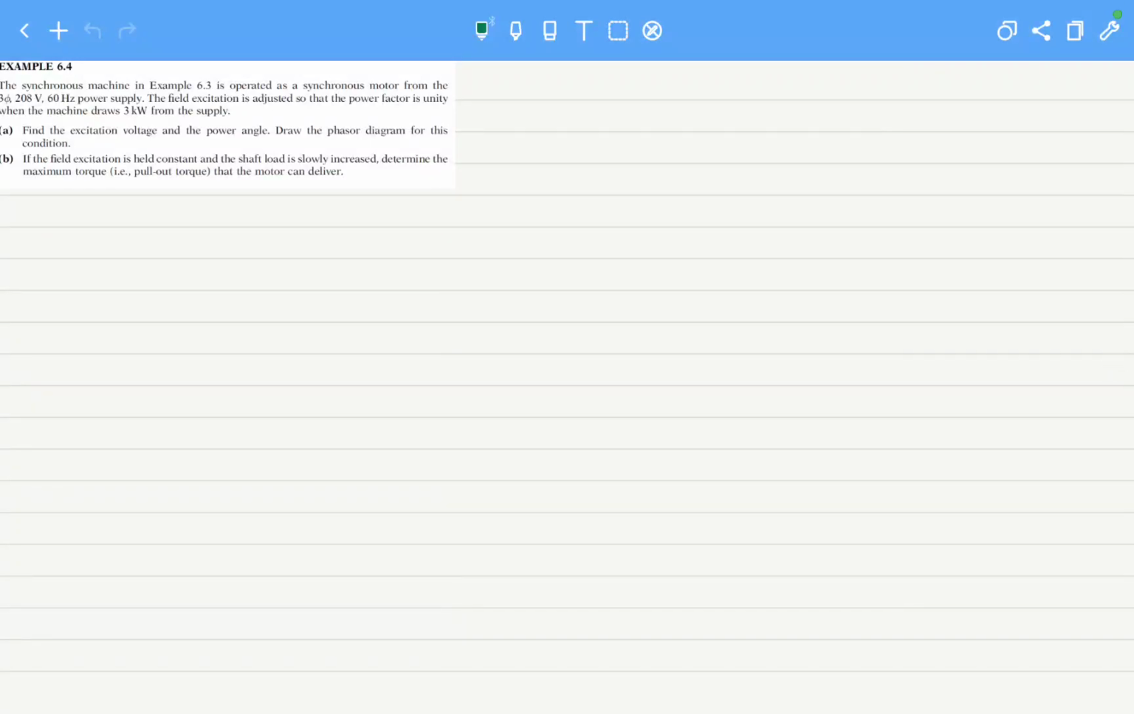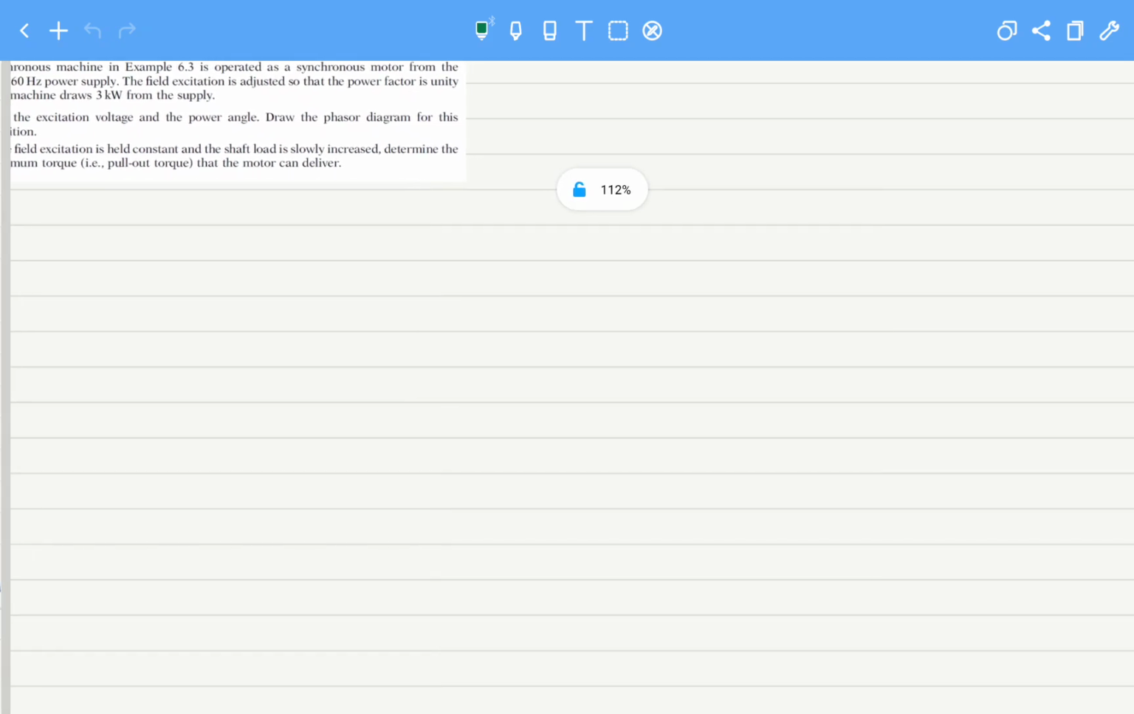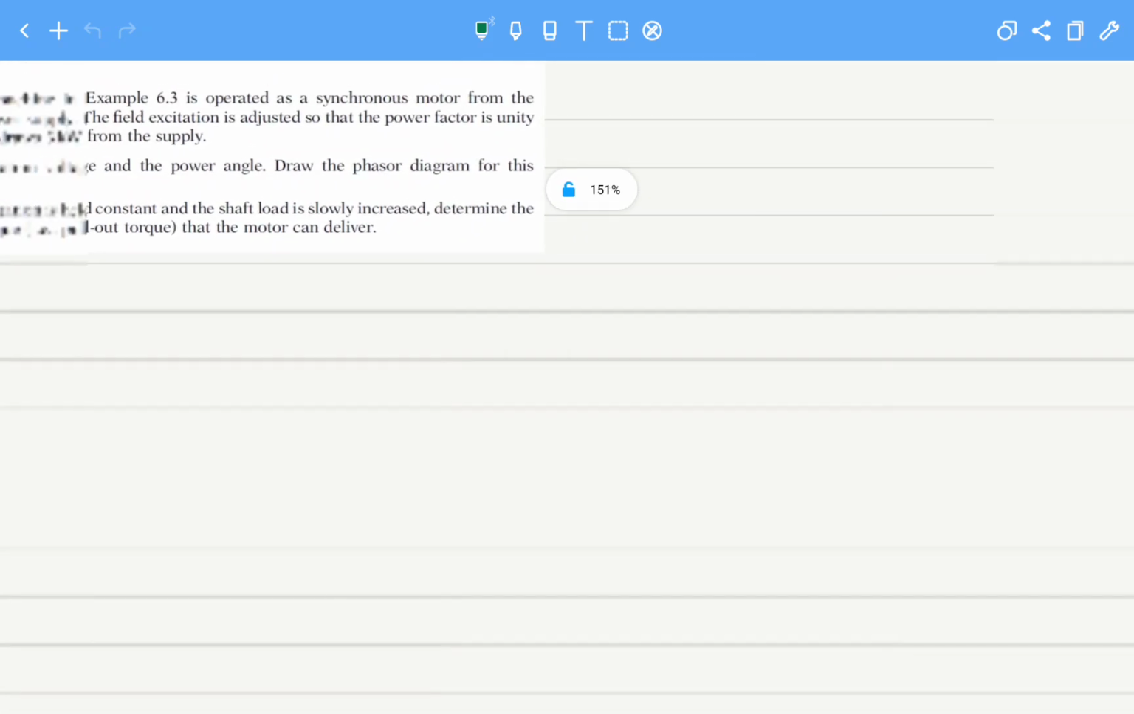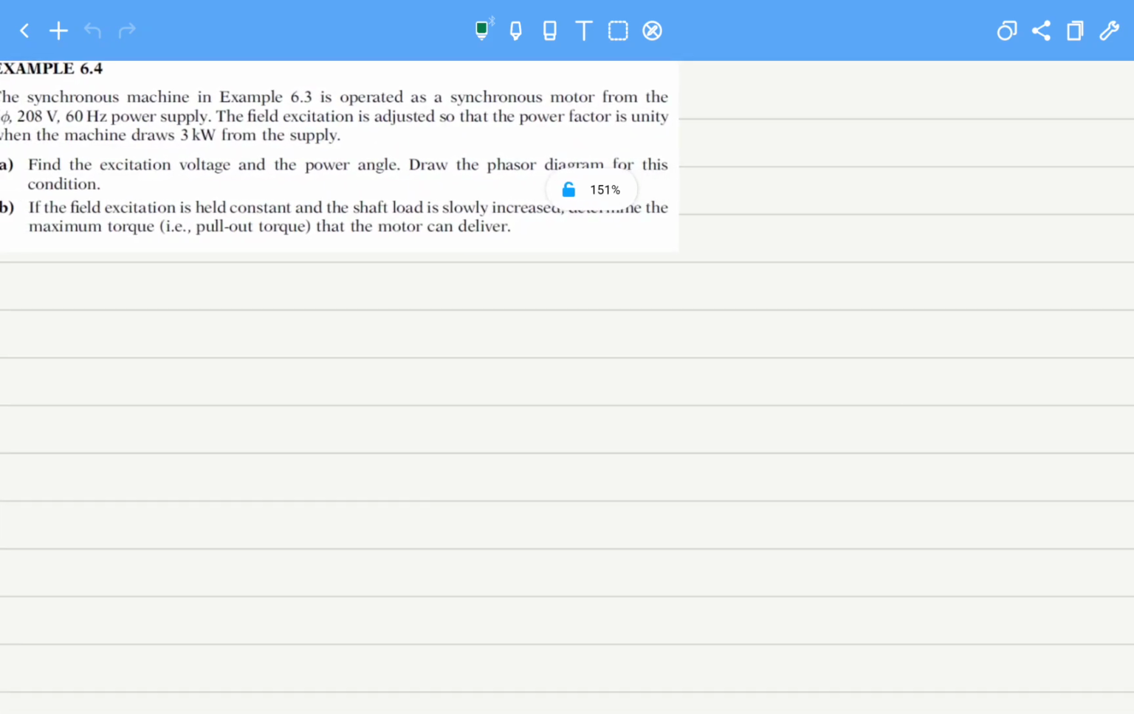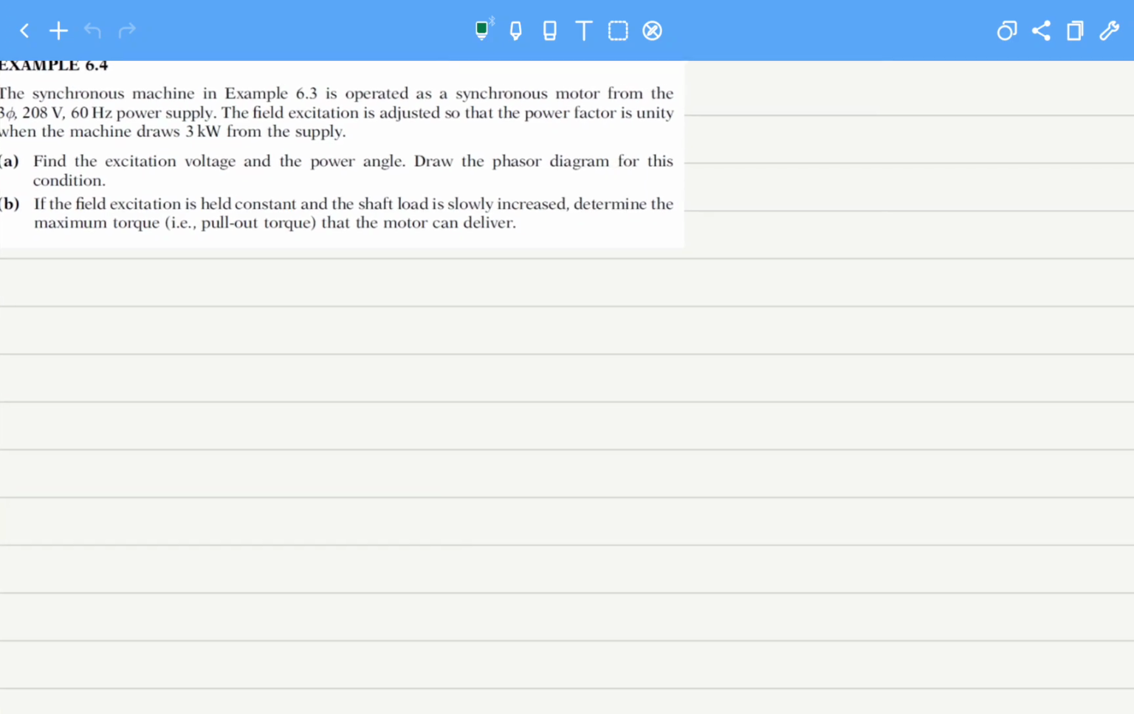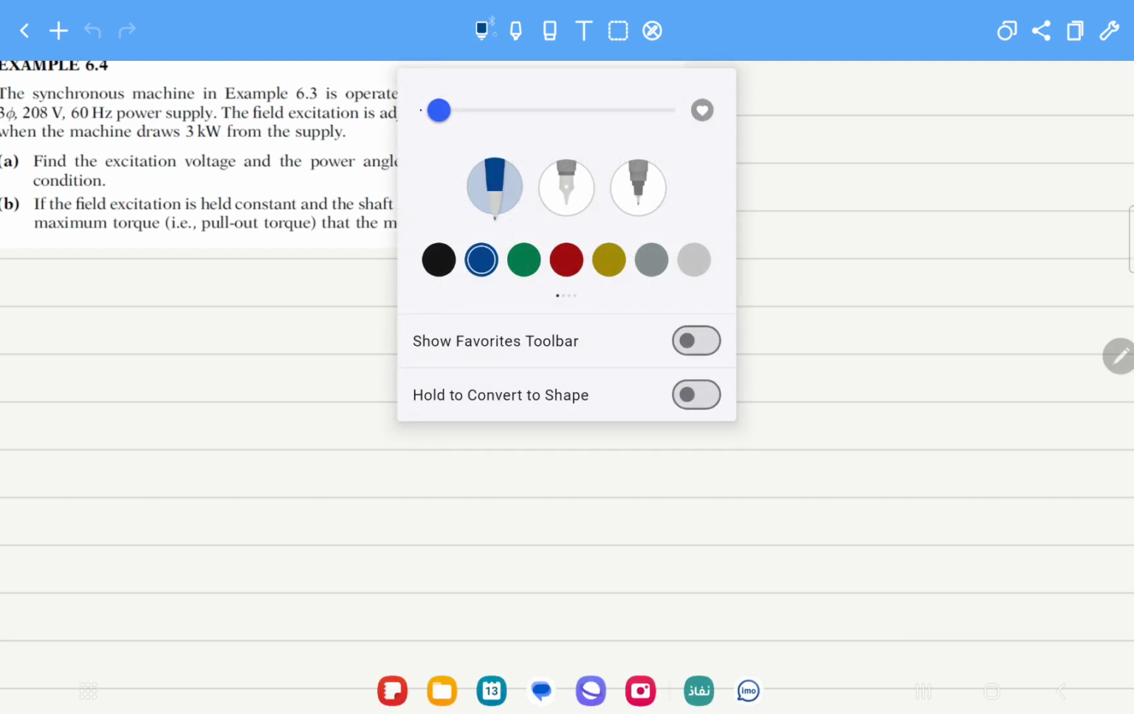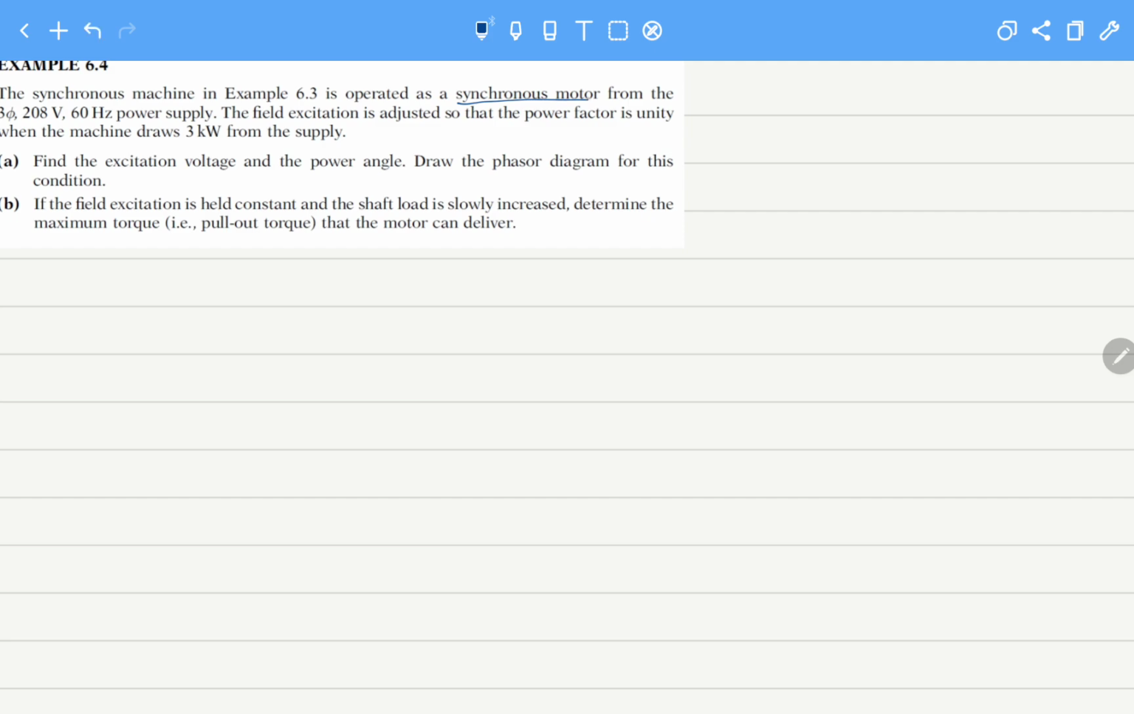The topic of synchronous machines continues, and here we have the example. The synchronous machine in example 6.3 is operated as a synchronous motor. So this is a problem that is dealing with a synchronous motor, and this is the power supply.